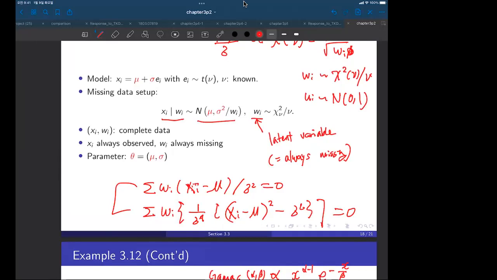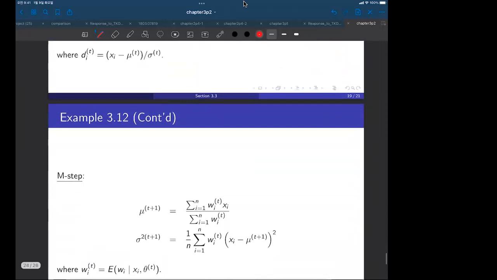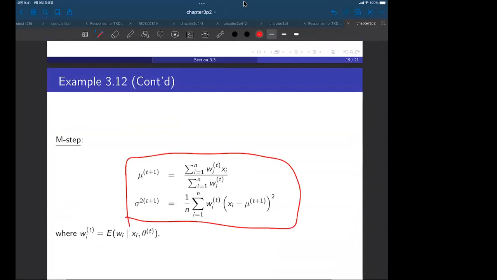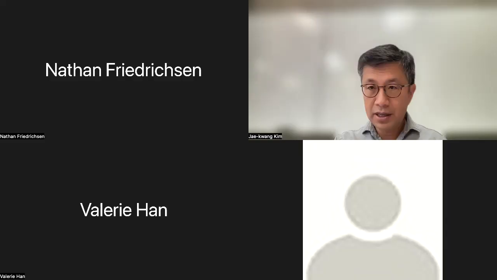But since we don't observe W_i, we need to apply the EM algorithm, right? Take the conditional expectation of W_i to apply the M step. So this is a justification of why we use this one. And I have a script. In the script, you can find more derivation. So hopefully that will answer your question. Okay.